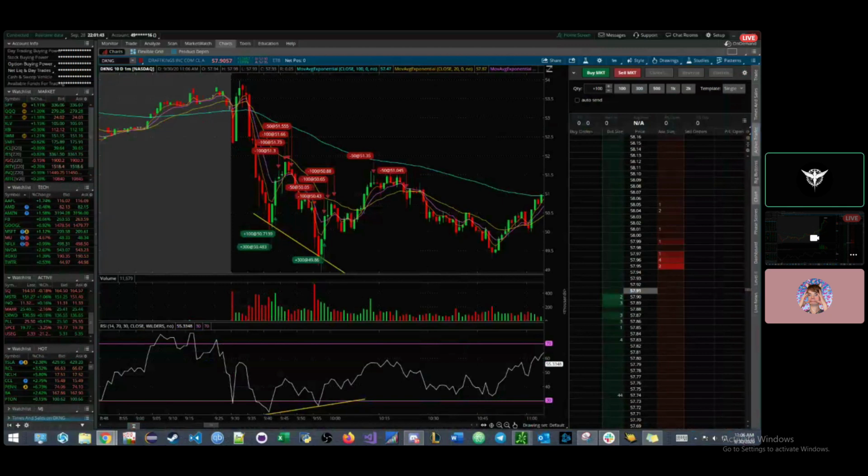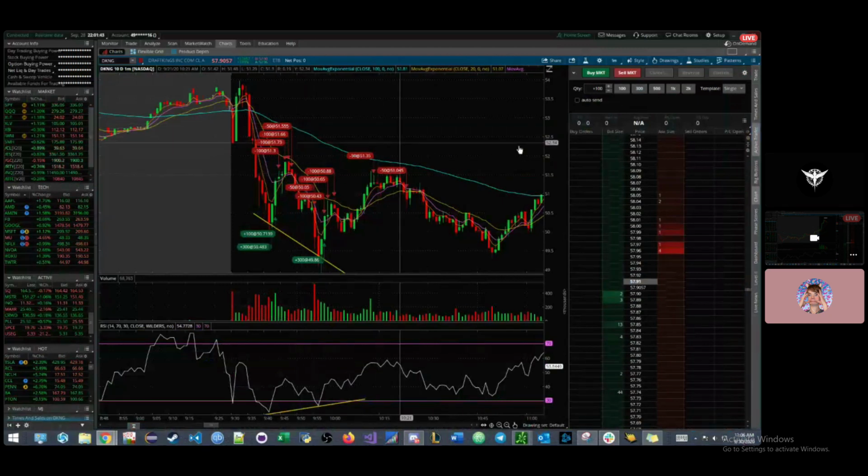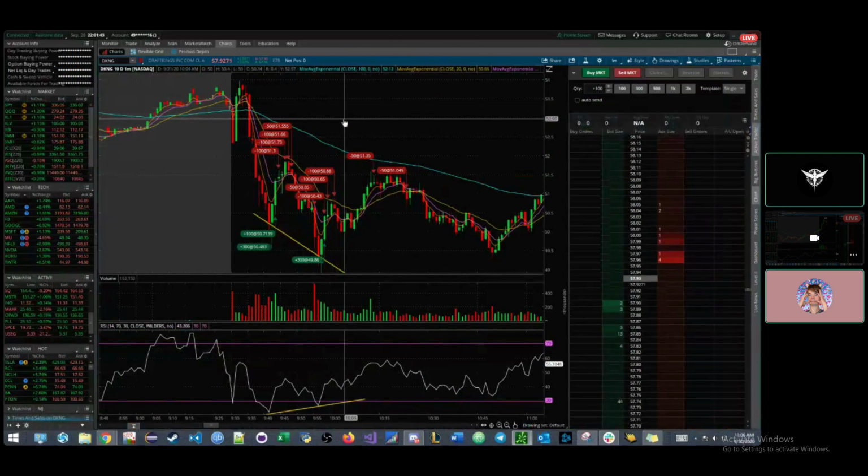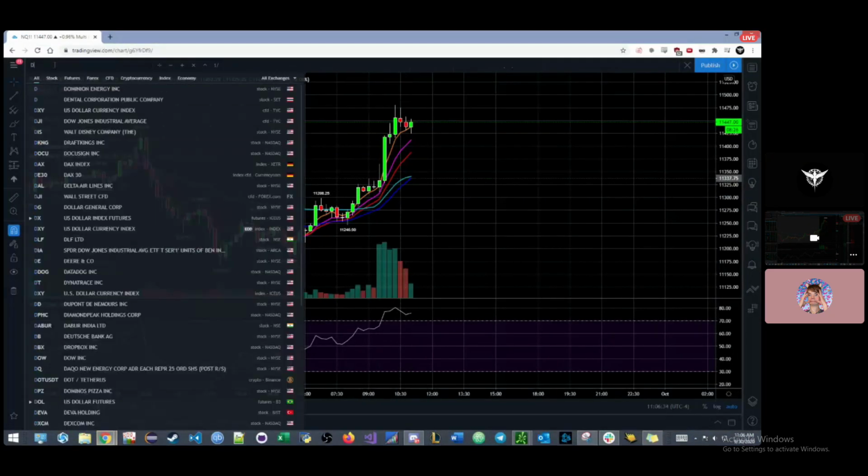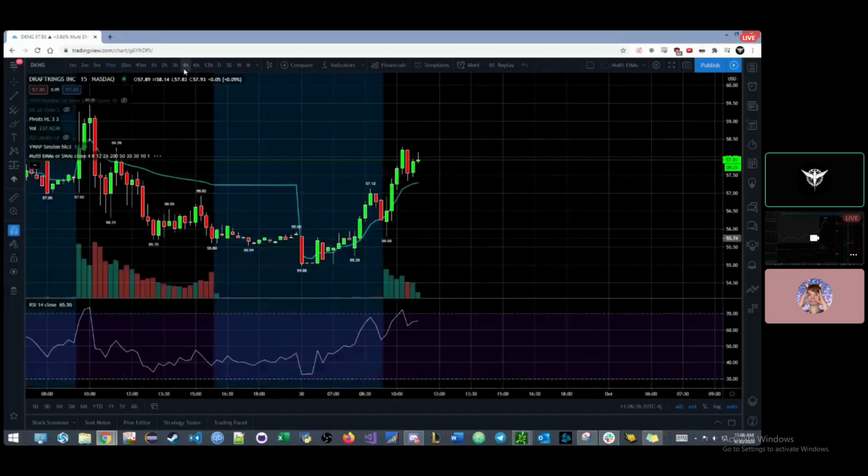So this is going to be too much of a pain to scroll back to this day on the 2 minute on TradingView. Let me grab a blank chart here just to give you a bigger picture perspective.